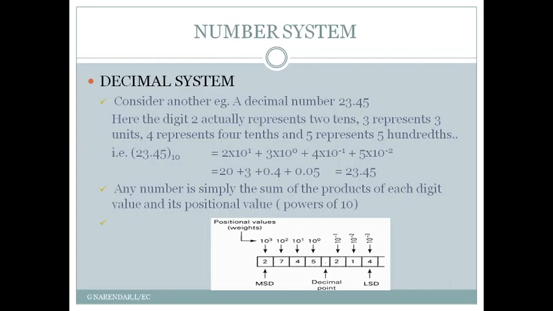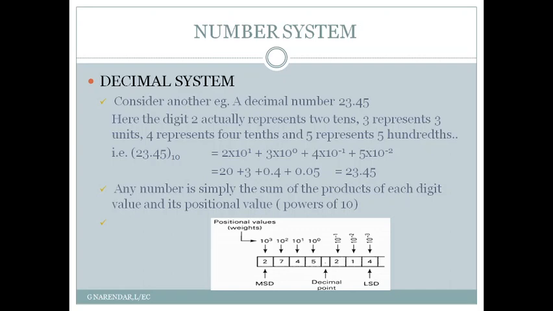2 tens, so that is 20, 3 units, so it is equal to 3, and 4 tenths, so it is equal to 0.4, and 5 hundredths, so it is equal to 0.05, and when you add up, you will get 23.45. So this is the value of the number 23.45 decimal.